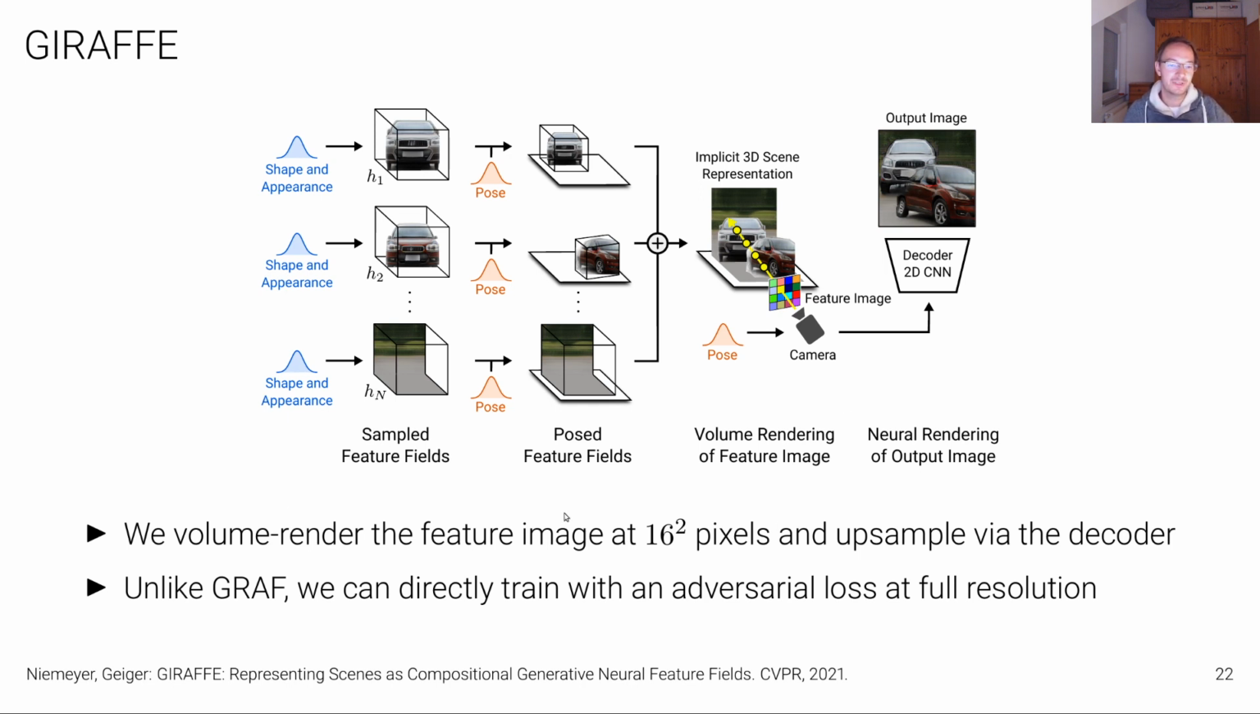As already mentioned, we volume render the features at a very small resolution. In practice, we use only 16 by 16 pixels, which makes the approach very fast and therefore allows training, and upsample this via a decoder to a higher resolution, say 256 by 256 pixels. And therefore, unlike GRAF, we can directly train with an adversarial loss at full resolution. We don't need patch-based training, which in this case doesn't work so well with this disentanglement requirement, but we always need a full look at the scene. So we can now train using this idea of a low resolution feature projection directly on the entire image resolution, because this part here is fast and this part here is now also fast.